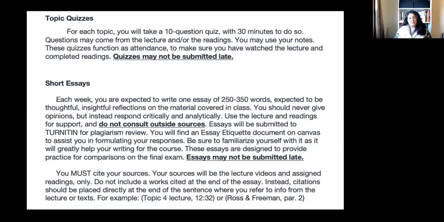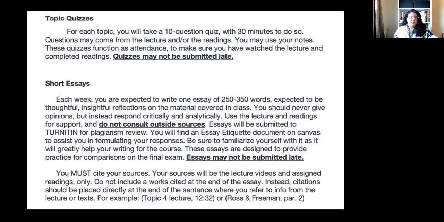The topic quizzes will be 10-question quizzes for each module, meaning each topic, with 30 minutes to complete the quiz. So this is just kind of like a quick test to see if you were paying attention. It's a way of confirming attendance more than anything. You can absolutely use your notes. That's why it's important to take good notes, because if you can just flip through your notes and grab the answers to the questions, it should go pretty quickly.